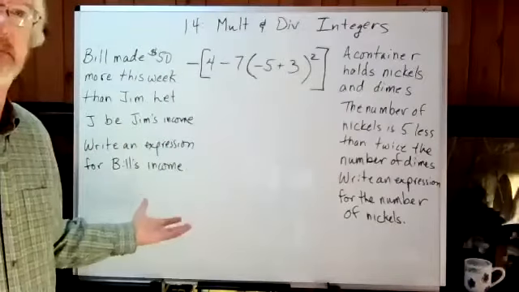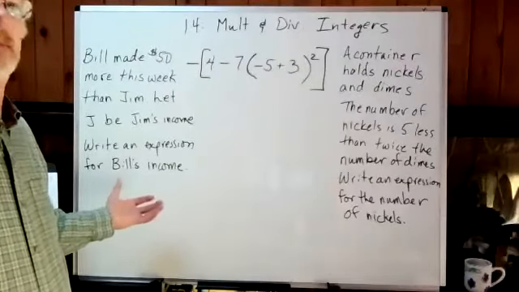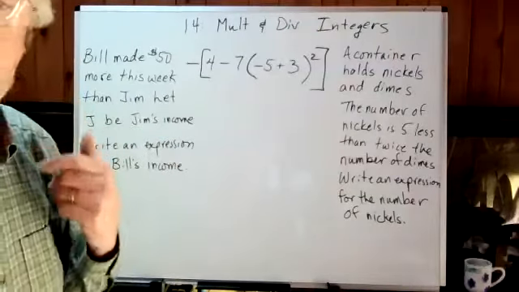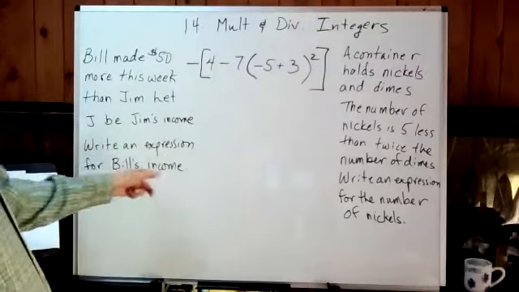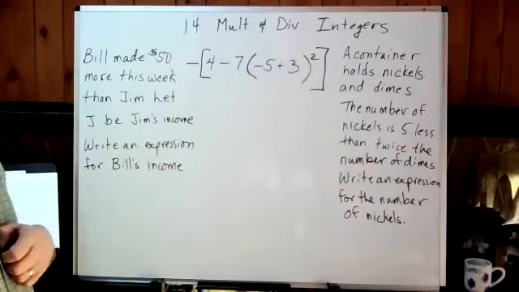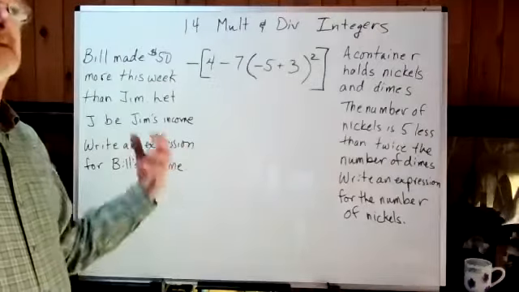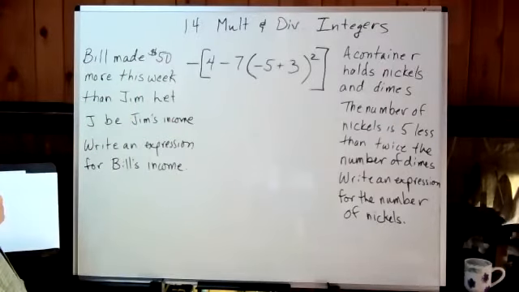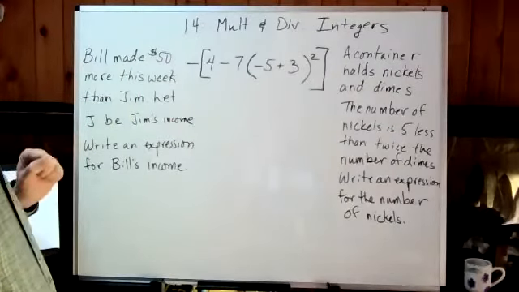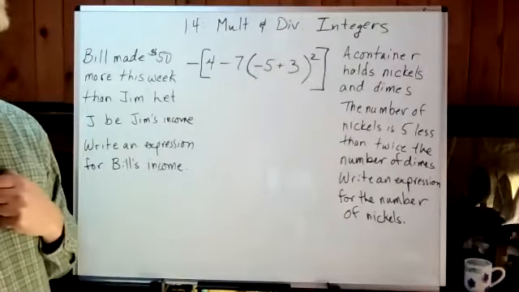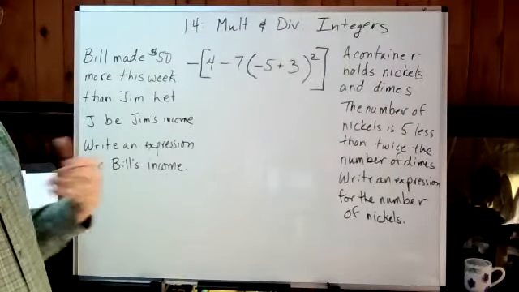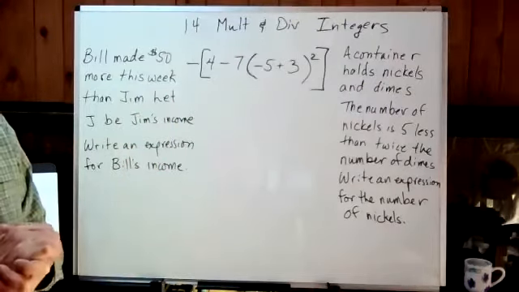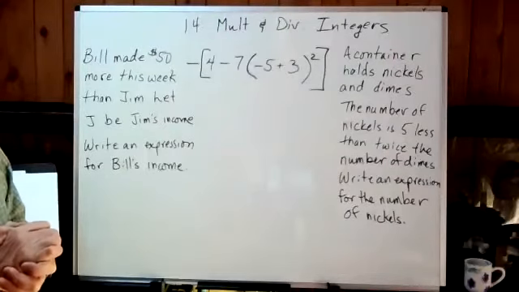Sometimes for word problems, often you go to the end and that tells you what you're trying to do, what you're looking for, right? At the very end: write an expression for Bill's income. Somehow we're going to describe the amount of money that Bill made in terms of what Jim made. So here I've made up this problem that says, we're going to let J stand for however much Jim made. What kind of expression can we put together that describes what Bill made based on Jim's?